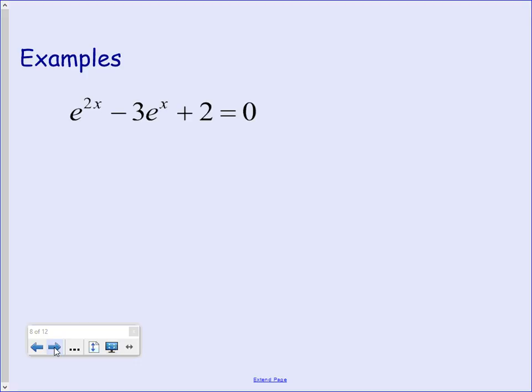I could try one-to-one property, but with one-to-one property, I need them to be all by themselves, and I've got that plus 2. And it's either going to be plus 2 or minus 2, depending on which side I keep it. So one-to-one property is probably out. My other option for exponentials with the same base is to factor. This is like a trinomial, right? So we're thinking 2 sets of binomials. What would I multiply together in the first terms to get e to the 2x?